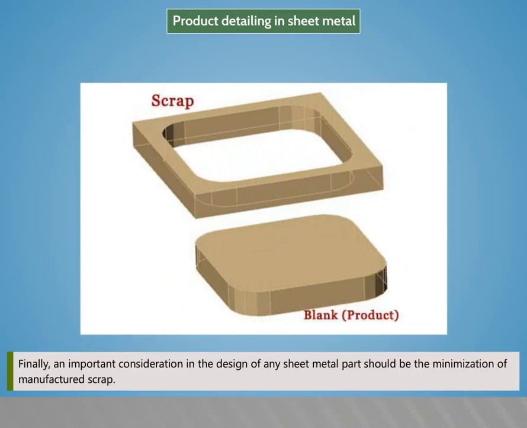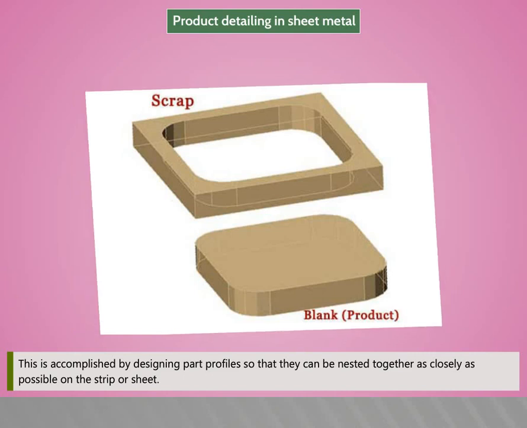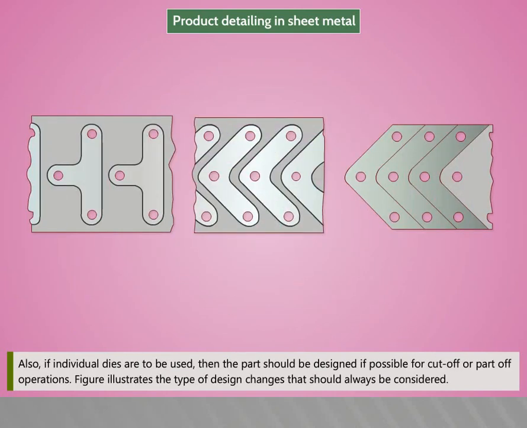Finally, an important consideration in the design of any sheet metal part should be minimization of manufactured scrap. This is accomplished by designing part profiles so that they can be nested together as closely as possible on the strip or sheet. Also, if individual dies are to be used, then the part should be designed, if possible, for cut-off or part-off operations. The figure illustrates the type of design changes that should always be considered.